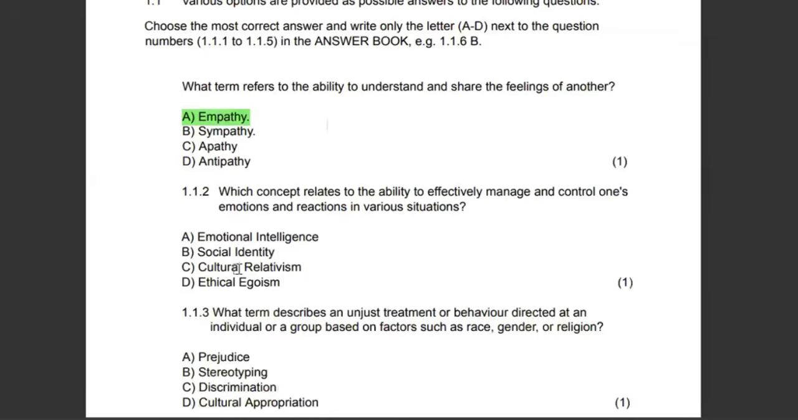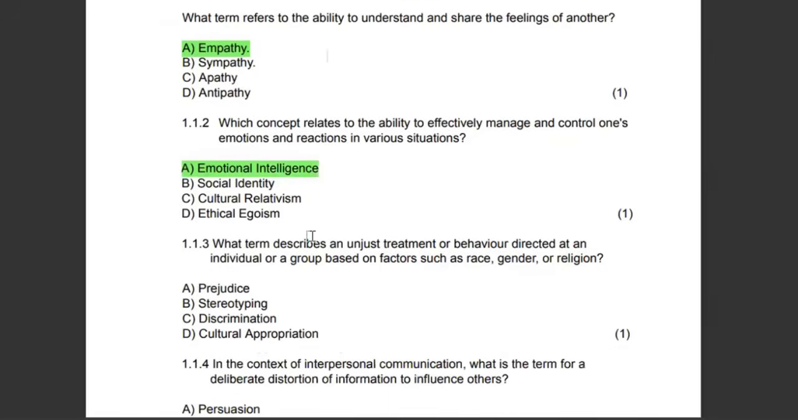Moving on to 1.1.2, which concept relates to the ability to effectively manage and control one's emotions and reactions in various situations? Someone with emotional intelligence is considered to be able to effectively manage and control one's emotions and reactions in various situations. So that is known as emotional intelligence. The correct letter there will be the letter A.